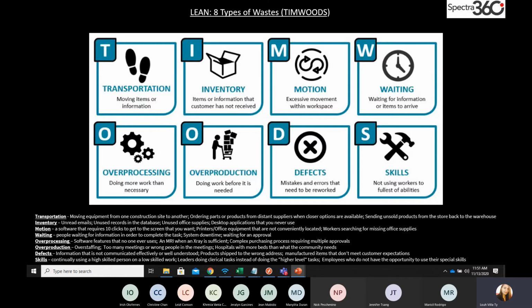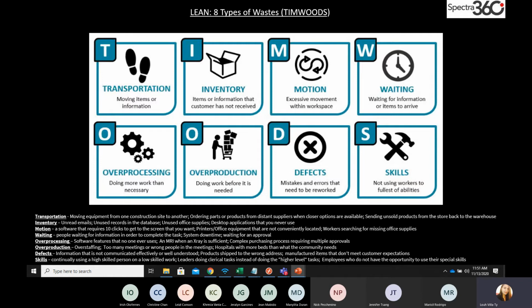So for transportation, it means moving items or information. An example would be moving equipment from one construction site to another, or probably ordering parts or supplies from distant suppliers when closer options are available. Inventory, in the meantime, are items or information that the customer has not received. For process improvement projects, examples of waste would be unread emails, unused records in the database, or unused office supplies, and also desktop applications that you never use and are just sitting there.